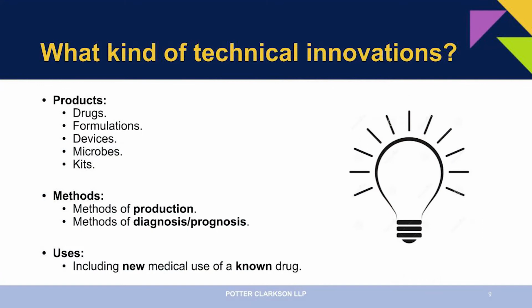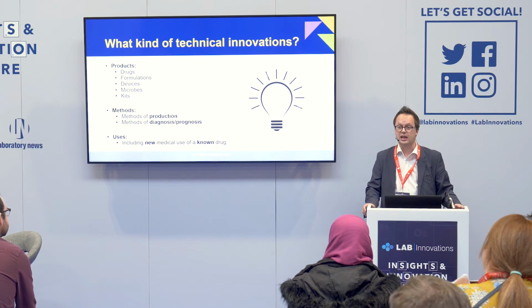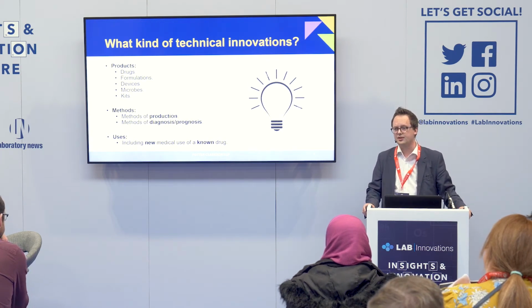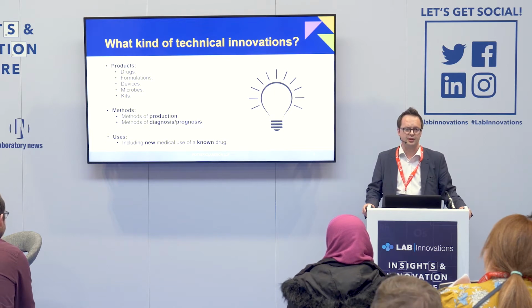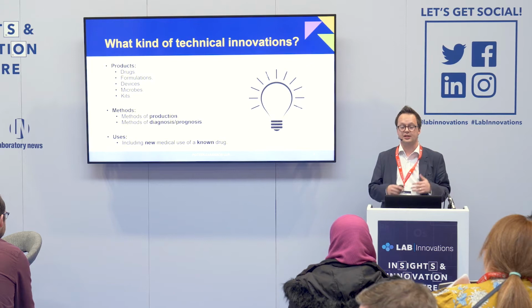So as many people probably imagine and people know, there can be products within the biology world, the lab world. It can be things like drugs, formulations, devices, even microbes and kits containing your product. As well as that, you can also get patents to methods, such as the method of producing something, whether it be a formulation, a drug, a device, or methods of diagnosing or providing a prognosis for a disease. All these things can be patented.